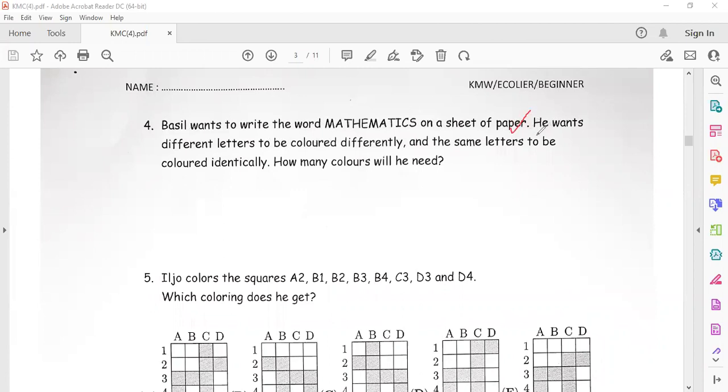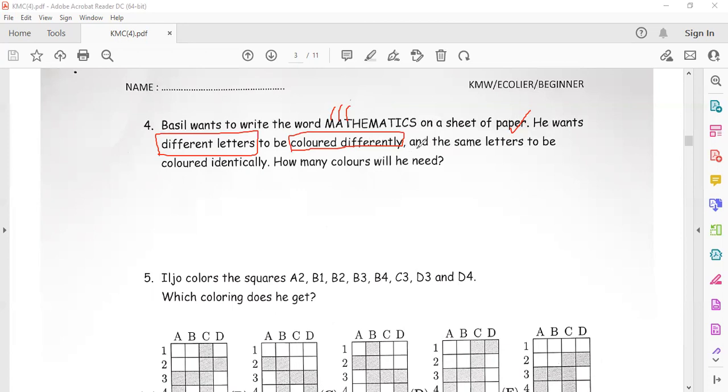Fine, I understand. He wants different letters. This is your keyword. Different letters means what? M is a letter, A is a letter, T is a letter, and they are different. So to be colored differently, that means M may be red, A may be green, T may be blue.